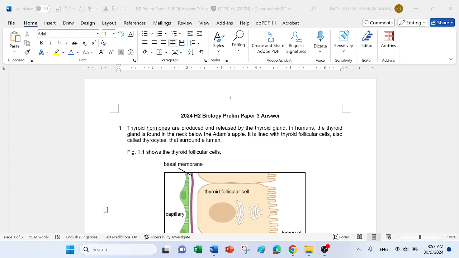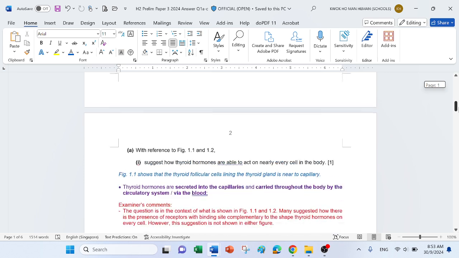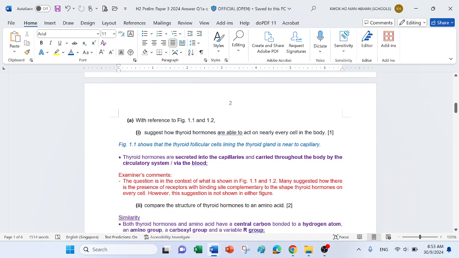Okay, we're going to look at paper 3. I only mark the beginning of paper 3. For the first question, the question says with reference to figure 1.1 and 1.2. That means the answers to both part 1 and 2 should come from the information given in the two figures.